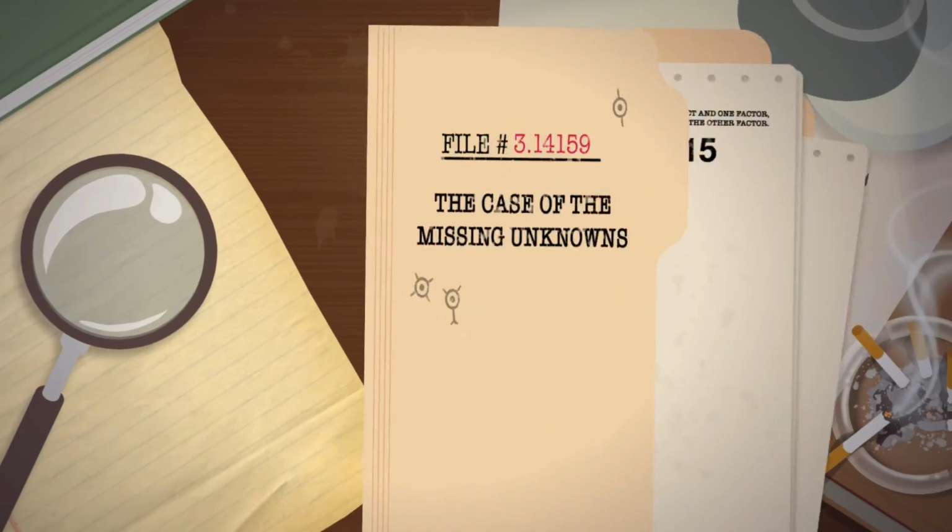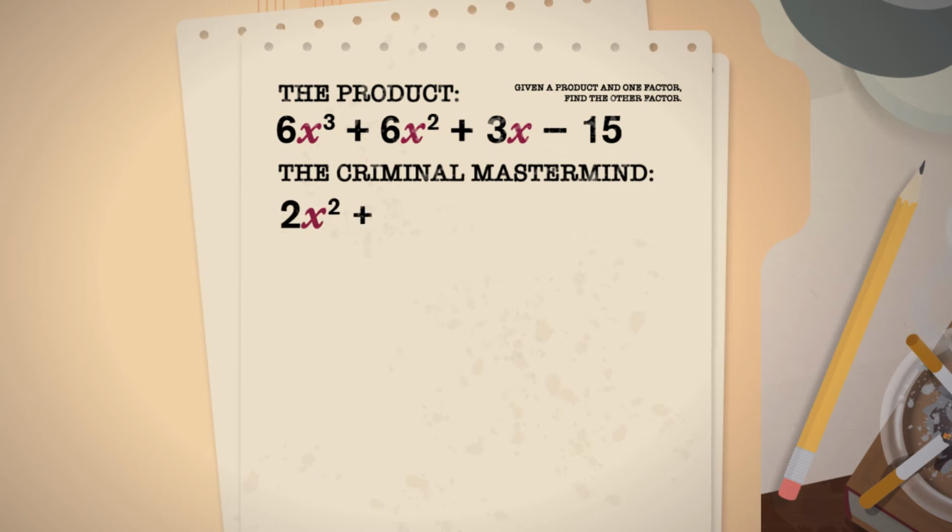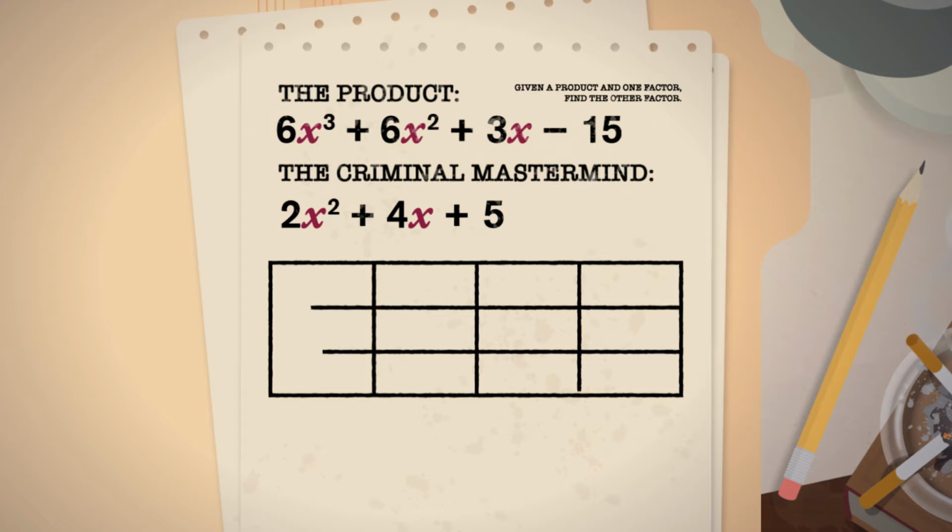The product, 6x cubed plus 6x squared plus 3x minus 15. The criminal mastermind, 2x squared plus 4x plus 5. We just need our accomplice to complete the puzzle, and we're on the case. We'll start by lining everything up, just as it was at the scene. Unfortunately, some of our evidence is compromised. We know we've added or subtracted some terms together to get that 3x, for example, so let's not fill that one in just yet.